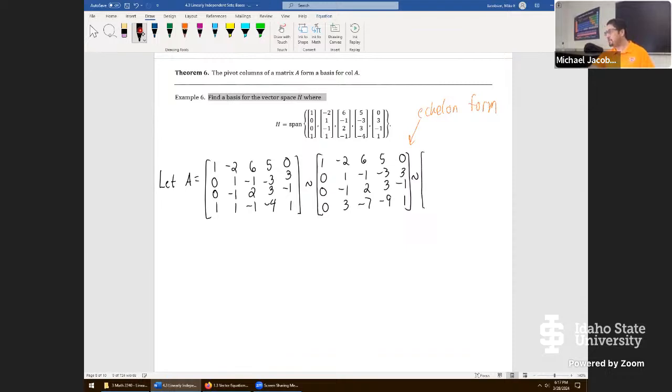So next step, let me see if I can just kind of fit it in there. 1, negative 2, 6, 5, 0, 0, 1, negative 1, negative 3, 3. And then not too bad for the next operations. We'll add row 2 to row 3 to get 0, 0, 1, 0, 2. Then multiply row 2 by negative 3, add to row 4 to get 0, 0. Let's see here, that's a positive 3 minus 7, so negative 4. That's going to be 9 minus 9, so 0. Negative 9 plus 1, so negative 8.